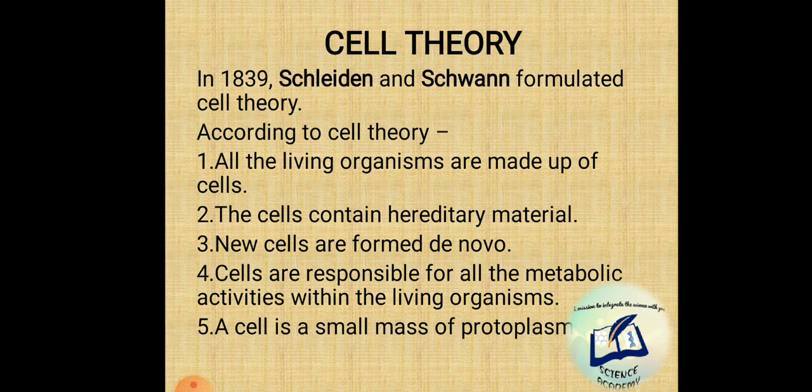According to cell theory, all living organisms are made up of cells. That means they are the morphological and structural unit of living organisms. The second postulate of cell theory is that the cell contains hereditary material. That means they are responsible for transmission of characters from parents to daughter. Third is that new cells are formed de novo. Fourth is that cells are responsible for the metabolic activities within living organisms. The last one is that a cell is a small mass of protoplasm, usually containing a nucleus or nuclear material along with some organelles, and is bounded by a plasma membrane.